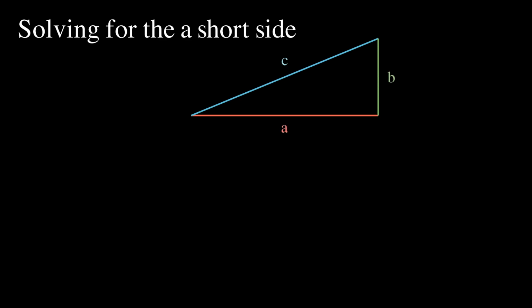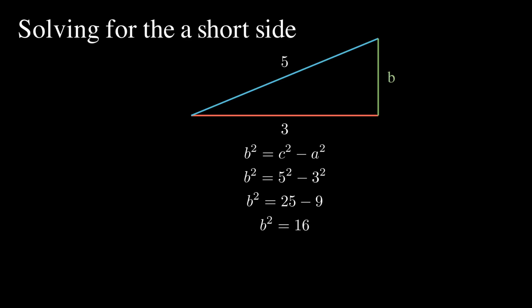So let's say we want to solve for a short side this time. So let's take the same triangle and the same formula. We need to rearrange this formula, so we take a squared from both sides, which gives us b squared is equal to c squared minus a squared, as shown. Let's say c is equal to 5, a is equal to 3. If we sub these numbers in, we'll get a value of b squared to be 16. We can undo that square by taking the square root, which gives us a final value of the short side to be 4.